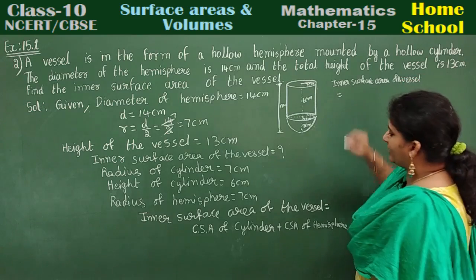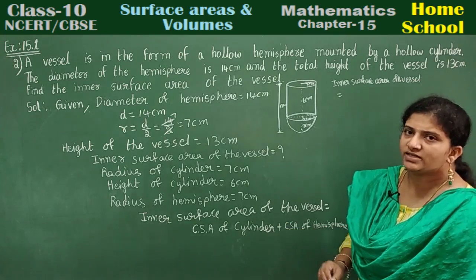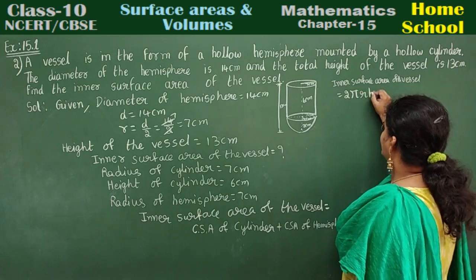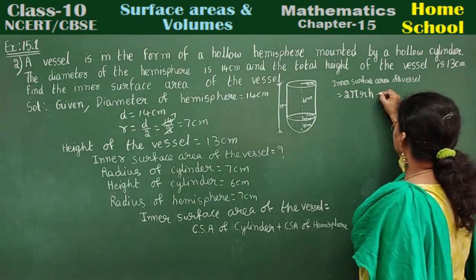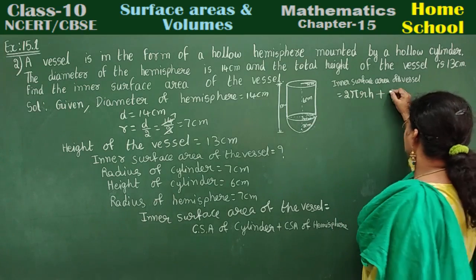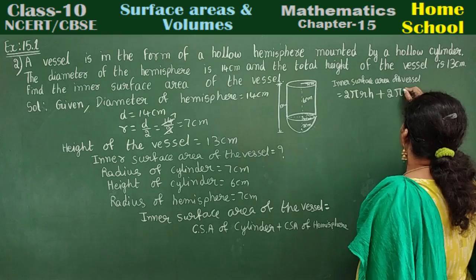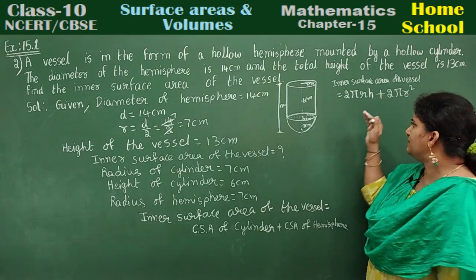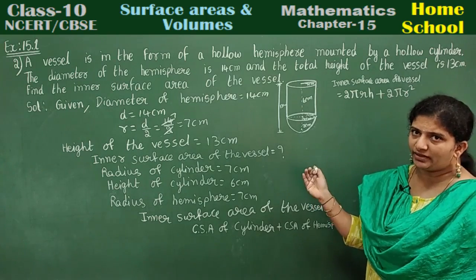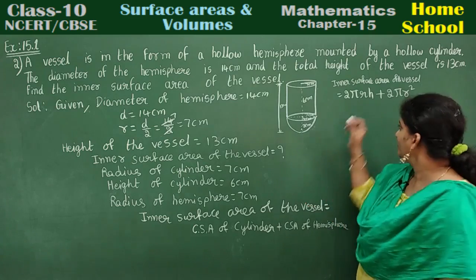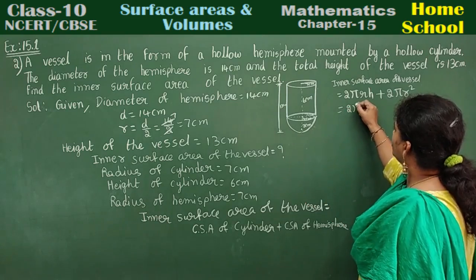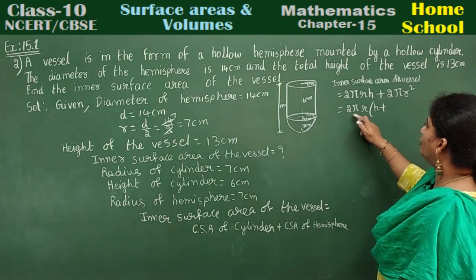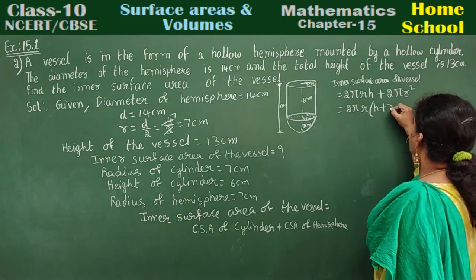Is equal to, I start from here, CSA of a cylinder. What is the curved surface area of a cylinder formula? 2 pi r h. And what is the CSA of a hemisphere? It is 2 pi r square. First thing you need to do in this chapter, simplify the formulas. If anything you can take out common, then you can substitute. Is there anything common? Yes, 2 pi r is common. Observe here, both solids have the same radius. 2 pi r is common, h plus r.